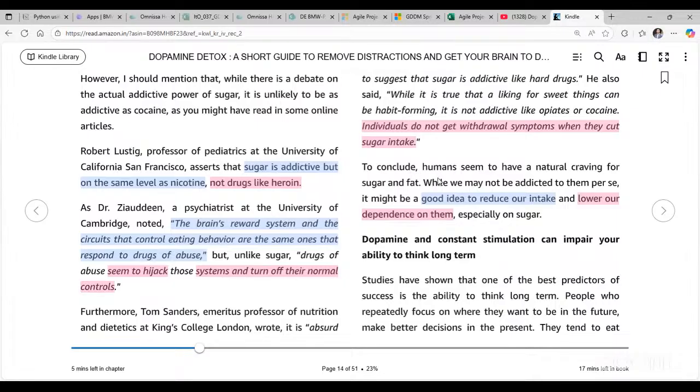Then the author gives another example. The conclusion the author gives here is: to conclude, humans seem to have a natural craving for sugar and fat. While we may not be addicted to them per se, it might be a good idea to reduce our intake and lower our dependency on them, especially on sugar.